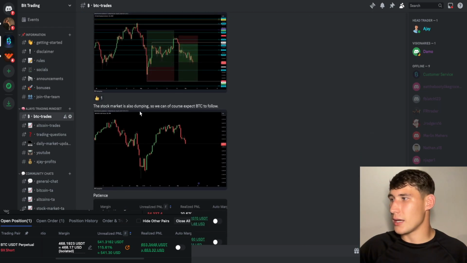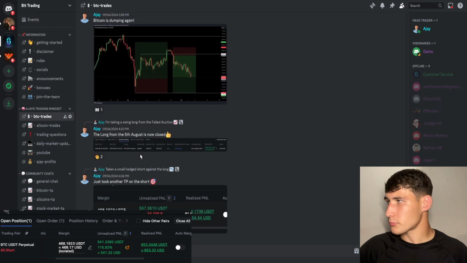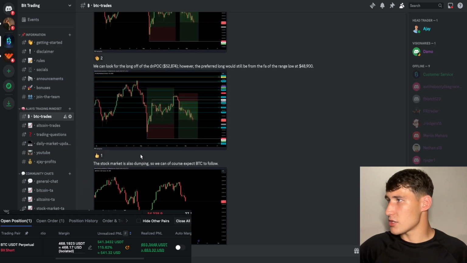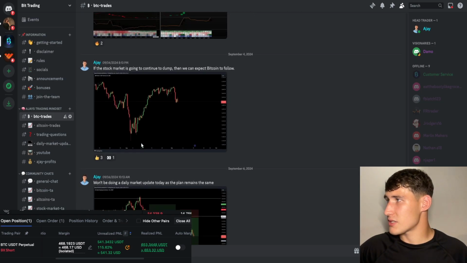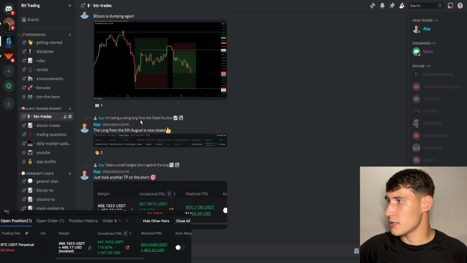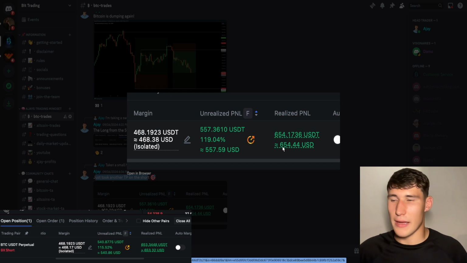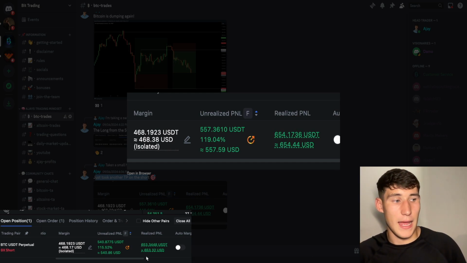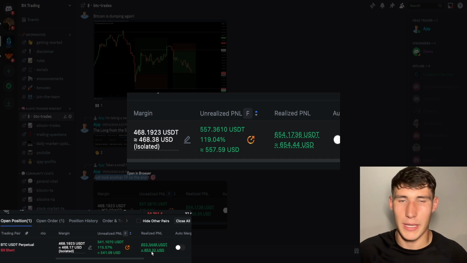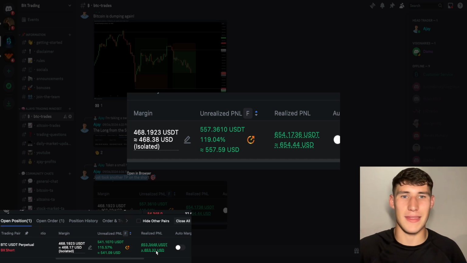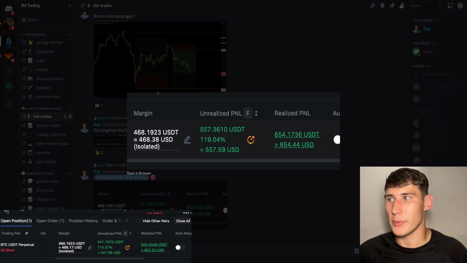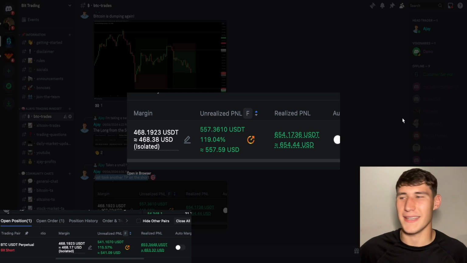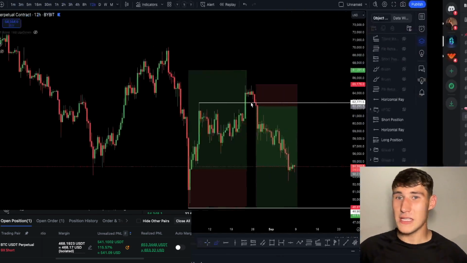I did update the team a little bit later on, somewhere up here, where I decided to take some more profits. At the very bottom, I just took another TP on the short trade. So we now have $654 realized profit on this trade, as you can see here, 653. I'm getting charged for being in this trade, so that's why we have lost a little bit of profit there, but it's minor, absolutely minor.